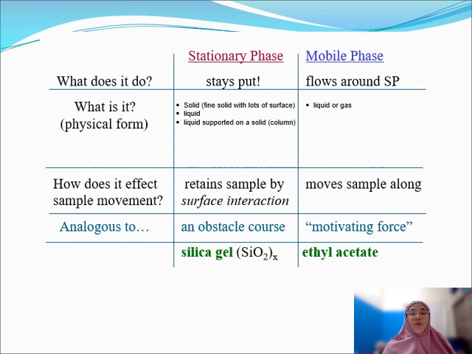And how does it affect sample movement? Kalau stationary phase dia akan retain by surface interaction, and however mobile phase dia akan move the sample along. Mobile phase fungsi dia adalah untuk bawa along the stationary phase. However, stationary phase dia akan retain the sample by surface interaction. Dia akan interact with the sample that brought by the mobile phase. Analog to an obstacle course, and this is a motivating force yang akan tolak mobile phase, and stationary phase yang halangan yang akan dia lalui oleh mobile phase. Example of stationary phase is the silica gel, and mobile phase it could be the ethyl acetate.